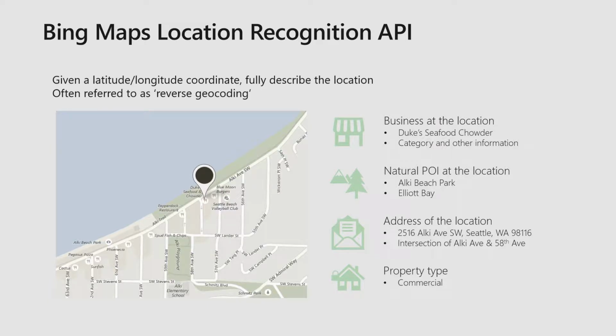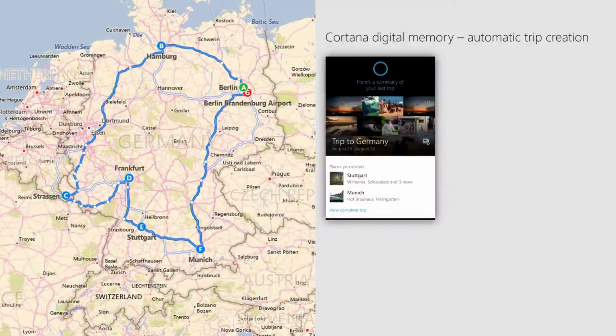We'll tell you any businesses that are at that location, in this case, Duke's Seafood Chowder. What natural points of interest are there, if any? In this case, it happens to be Alki Beach and Elliott Bay. The address of the location, including cross streets, and what the property type is. And today that's limited to commercial or residential, but we're going to be adding some other designations there as well. So this is a relatively new API, also leveraging Bing's business data.